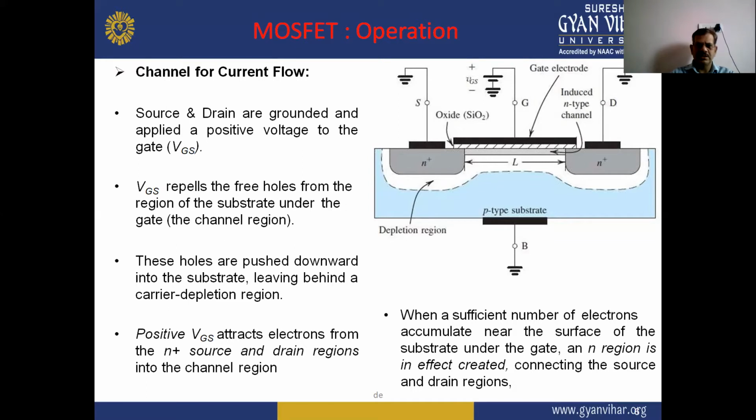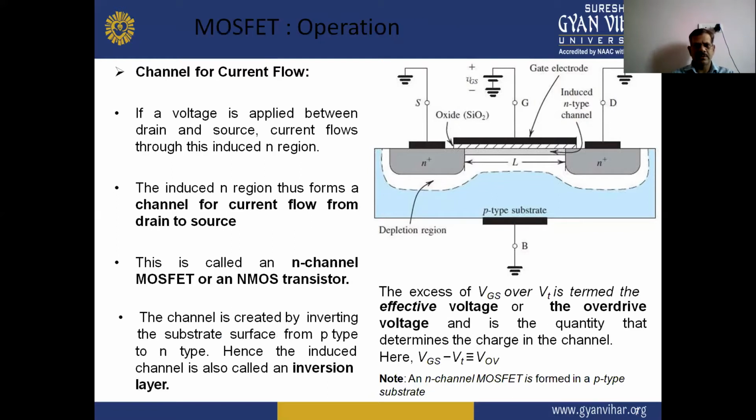That is the diagram of the MOSFET operation. Now next, if a voltage is applied between drain and source in this circuit diagram, current flows through this induced N region. The induced N region thus forms a channel for current flow from drain to source, and this is called an N-channel MOSFET or N-MOSFET transistor. The channel is created by inverting the substrate surface from P-type to N-type. Hence, the induced channel is also called an inversion layer.